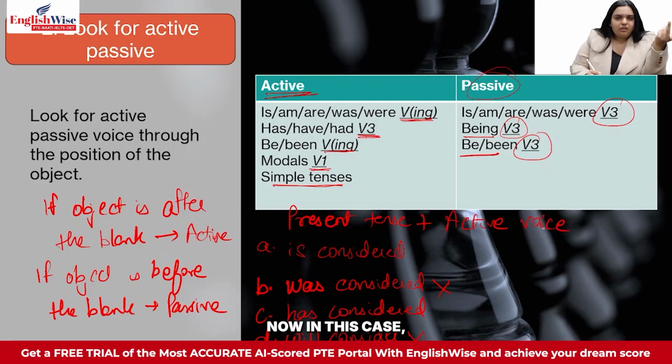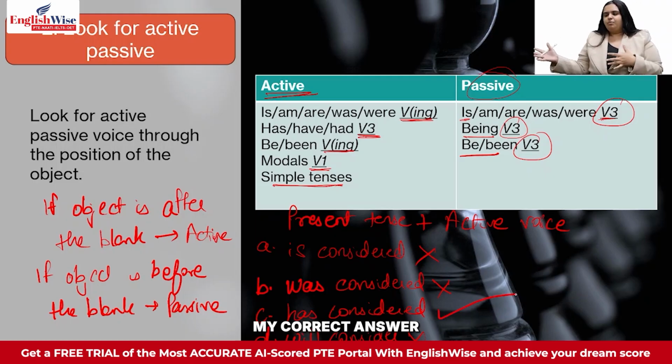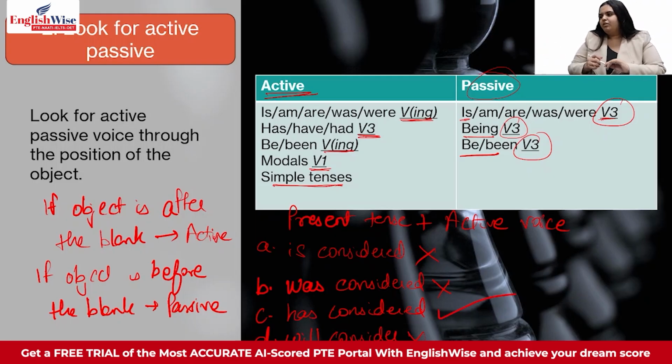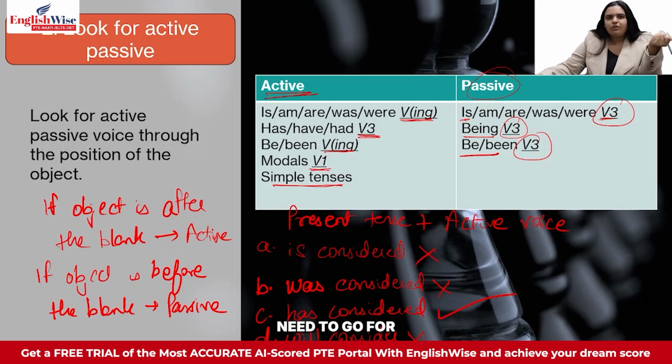Okay, now in this case, you will go and look for the option which is in active voice. So is considered, we know that if is plus V3 is there, then it is passive voice. So I will say that this is not my correct answer, and has considered is my correct answer. Okay, so this is how you use it step by step. If you do not need to go for your active passive voice, be smart and only do your step 1 and move forward.